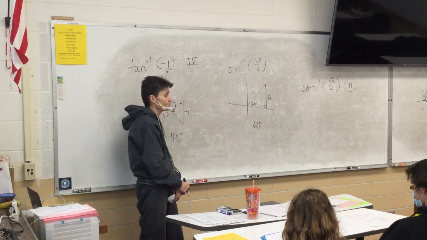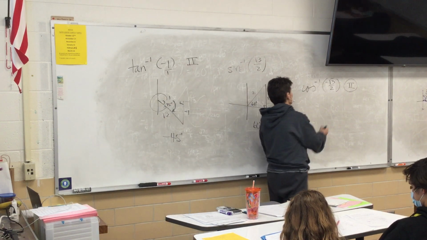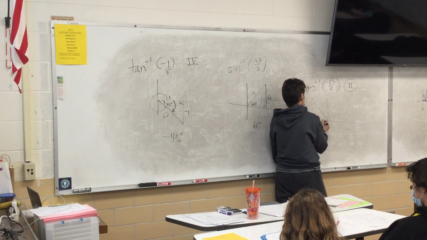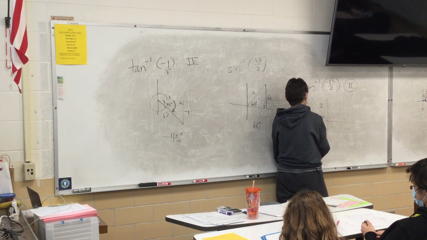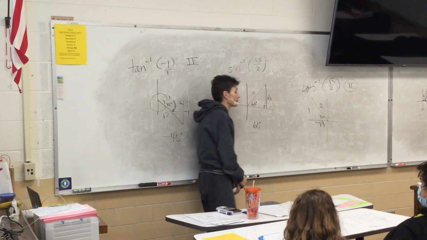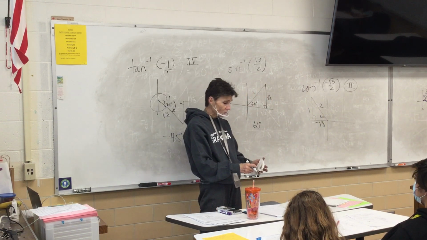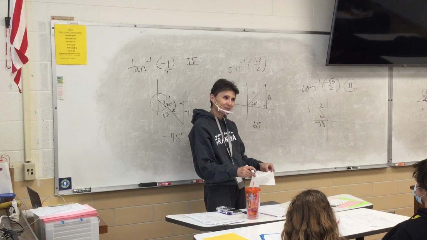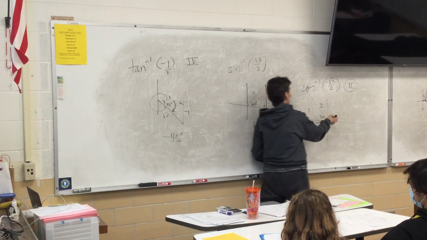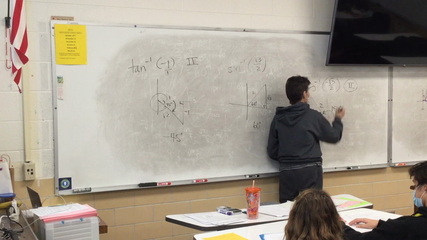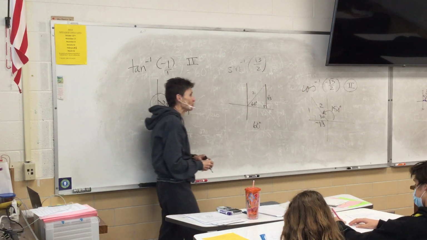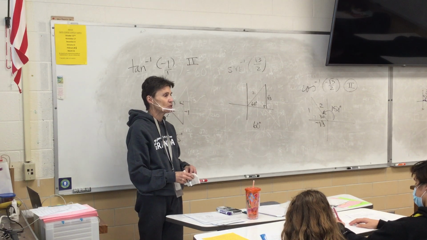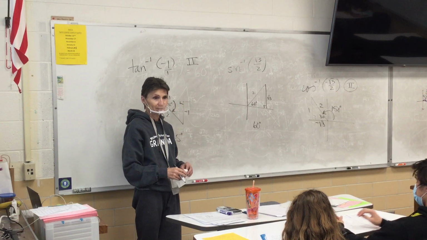There's my picture. H is drawn in quadrant 2. I got 30 for H. Wait, no, I didn't get 30 for H. What did I get? 150. Absolutely. The answer to H is 150, because your angle has to be measured in standard position, which means up and around.